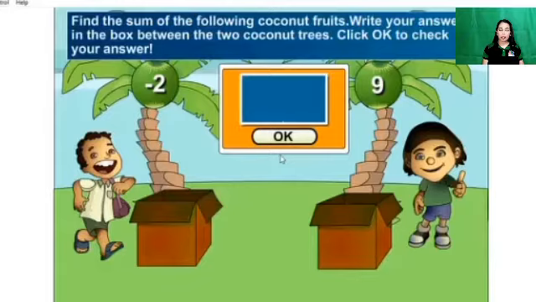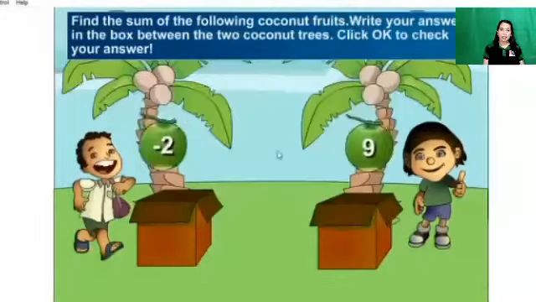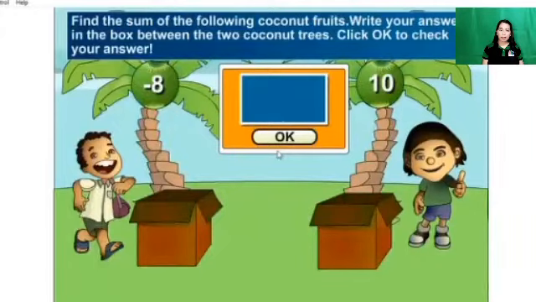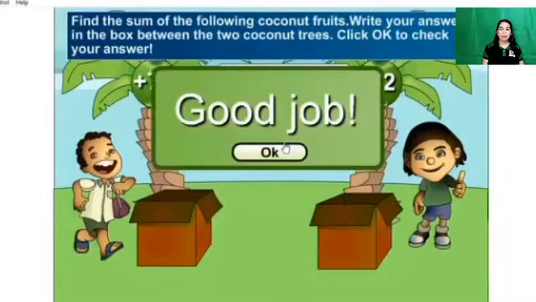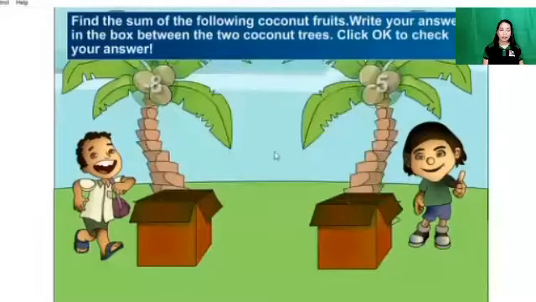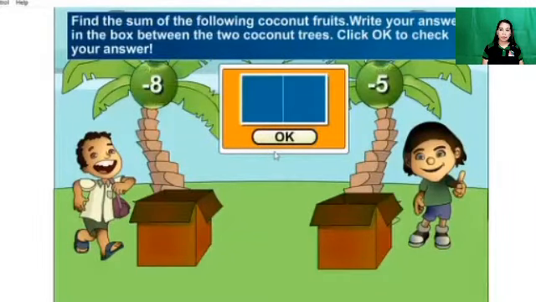No, it's positive 7. Negative 8 and positive 2. Answer is negative 6. Negative 72 and positive 72. 0. Good job. Negative 8 and negative 5, what's your answer? Positive 1 or negative 13? Good job. It's negative 13. You've got 7.